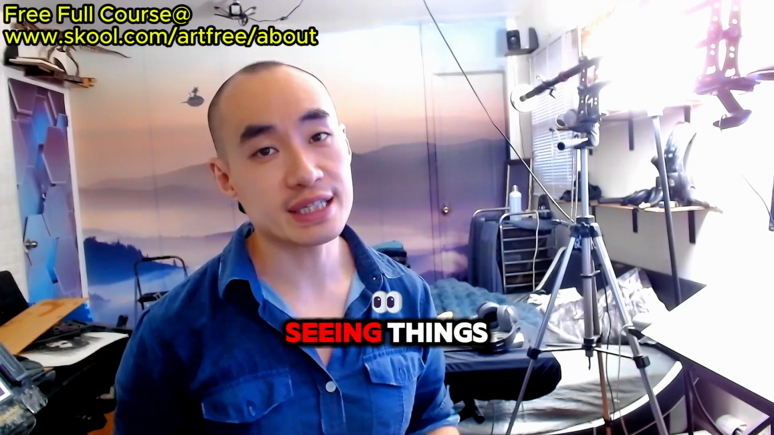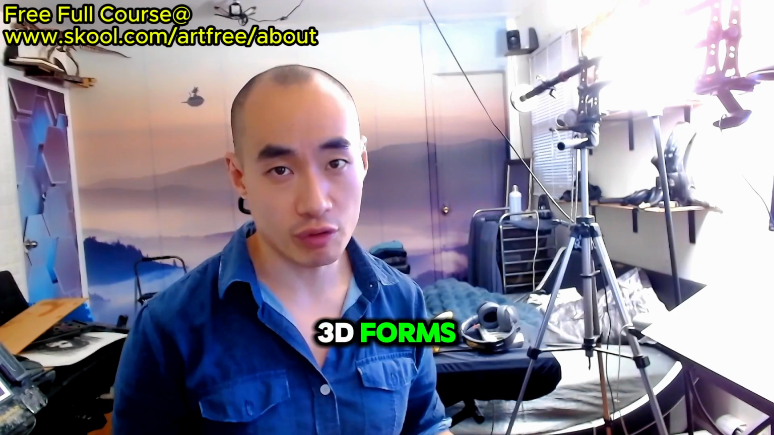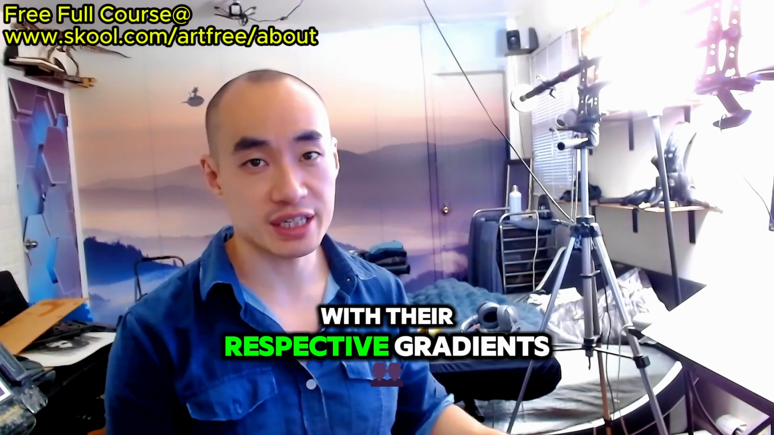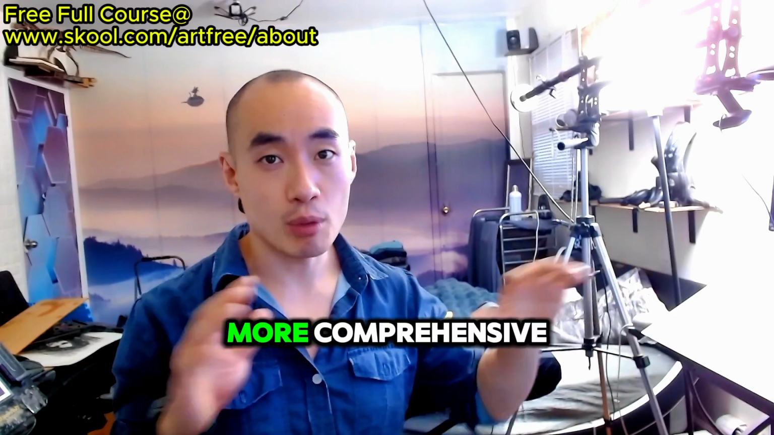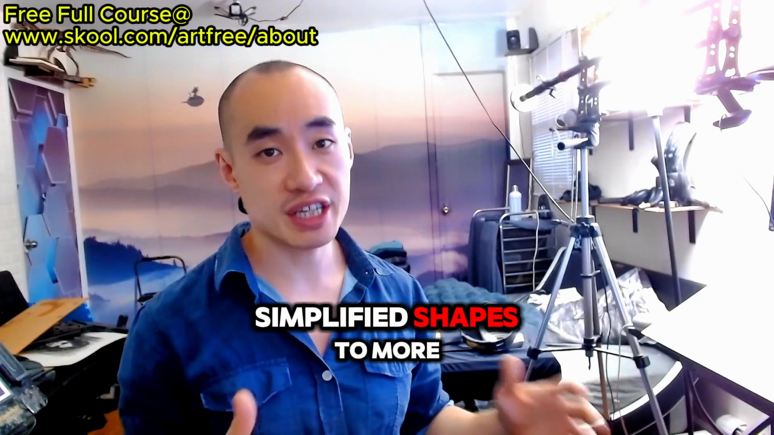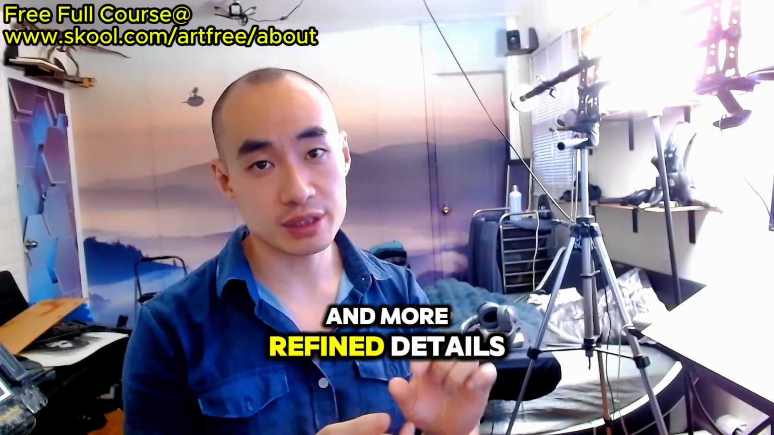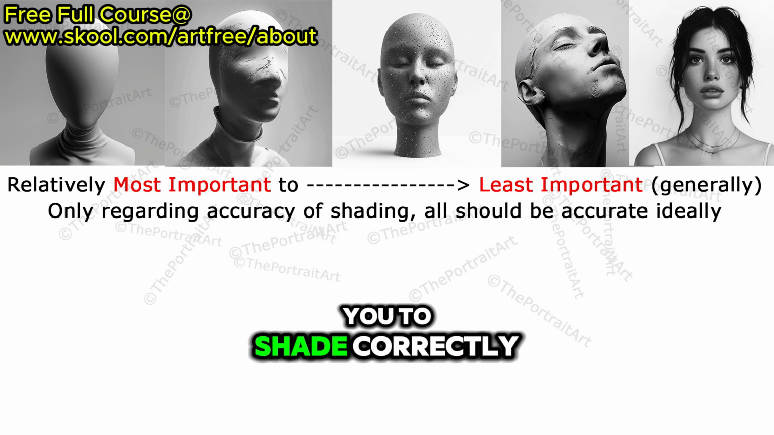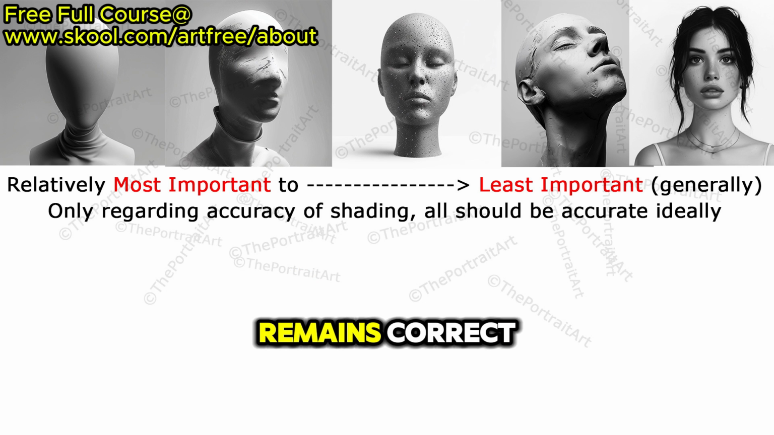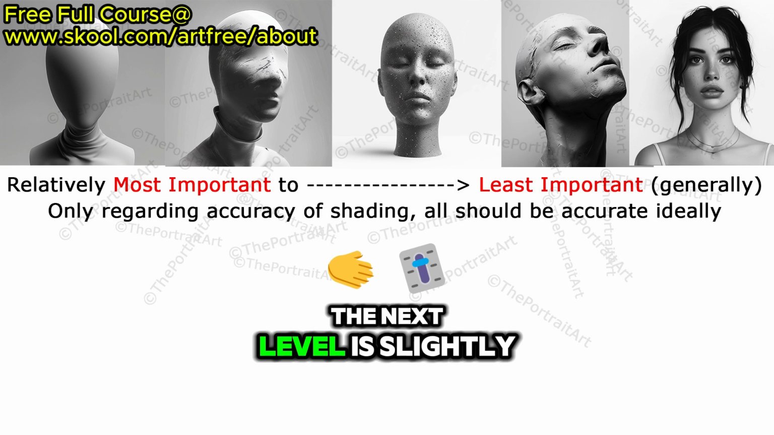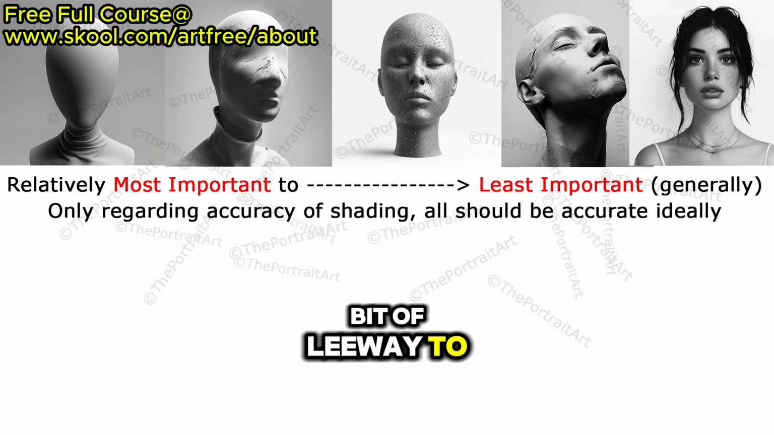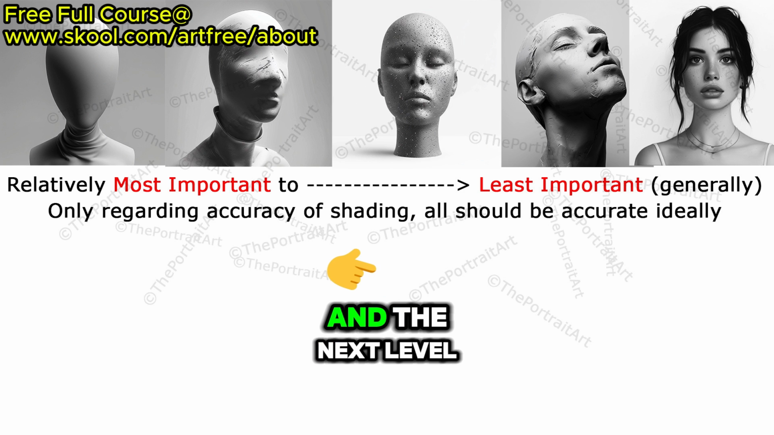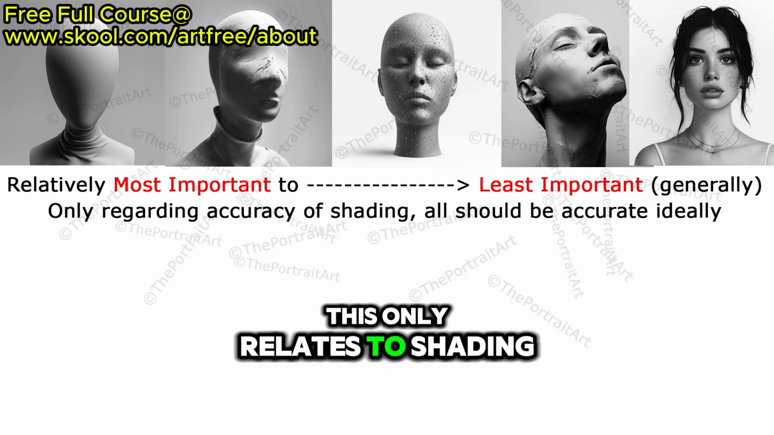Okay, so what's the point of seeing things in terms of those hierarchy 3D forms with their respective gradients and shapes? Well, going from large, more comprehensive, simplified shapes to more and more refined details, the tone and shading gradient of the initial simplified large form is most important for you to shade correctly and make sure it remains correct at the end. The next level is slightly less important. You get a little bit of leeway to make mistakes. Ideally, you don't. And the next level, you get a little bit more leeway in terms of shading. This only relates to shading, tone value.